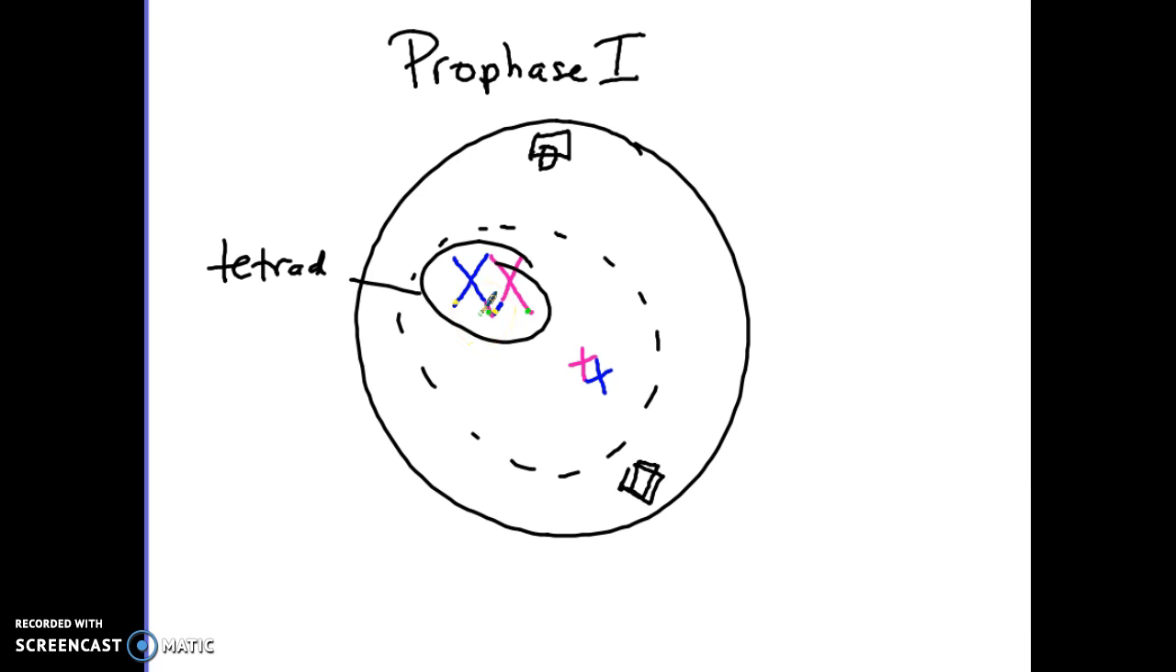So that's what is called a tetrad. And prophase I is very recognizable due to the fact that these tetrads are present.